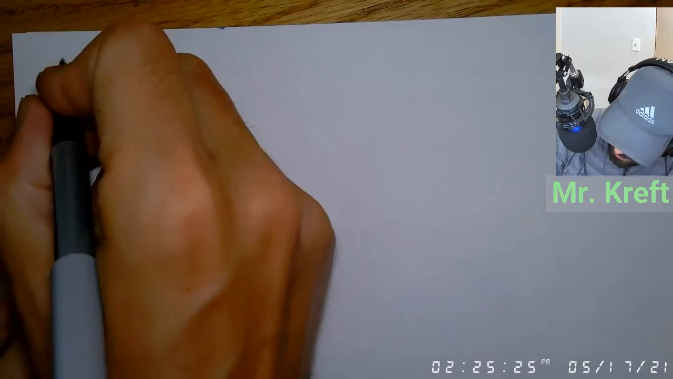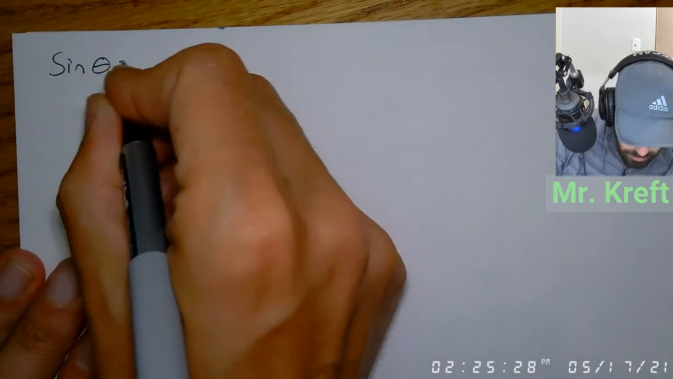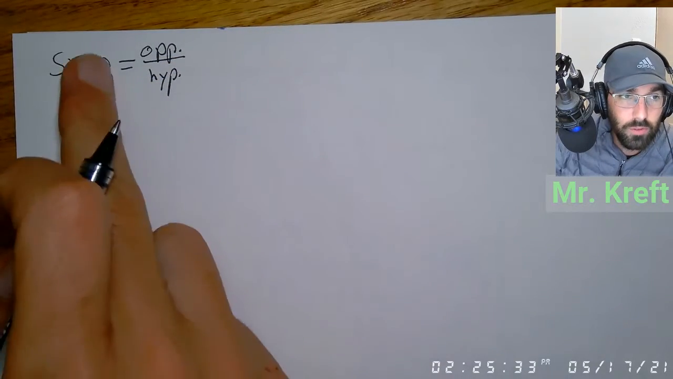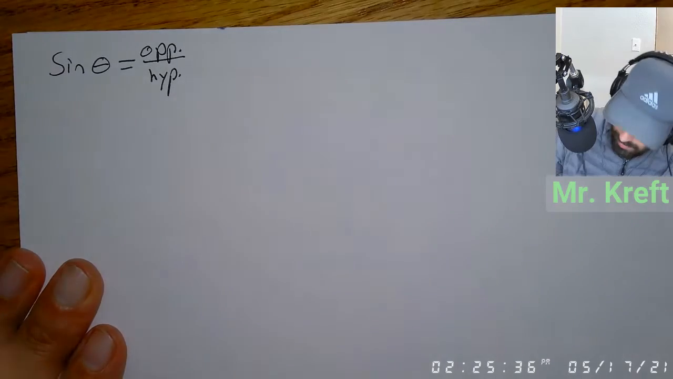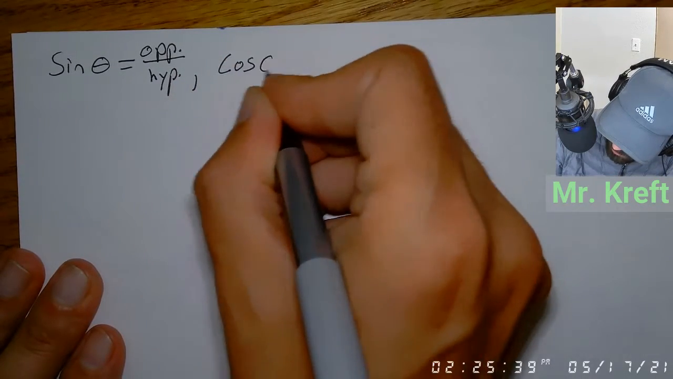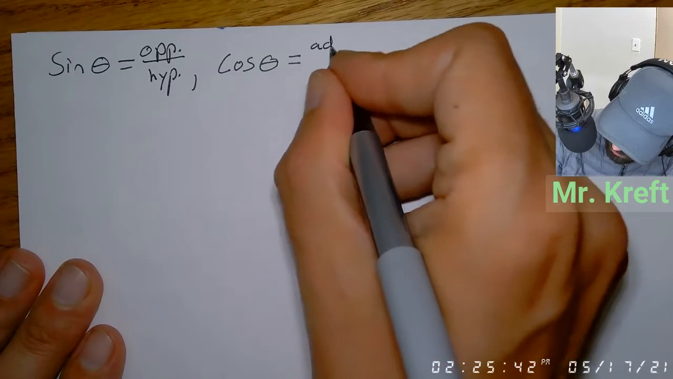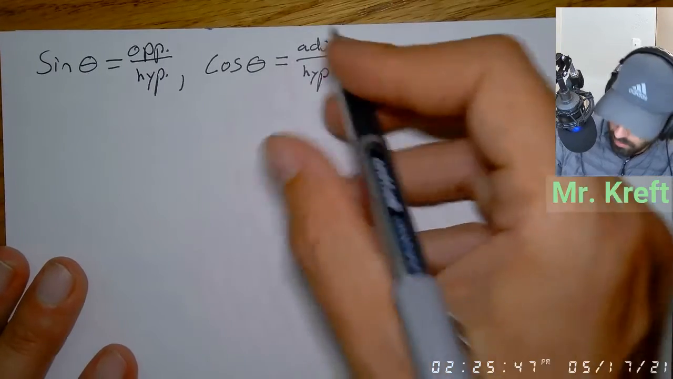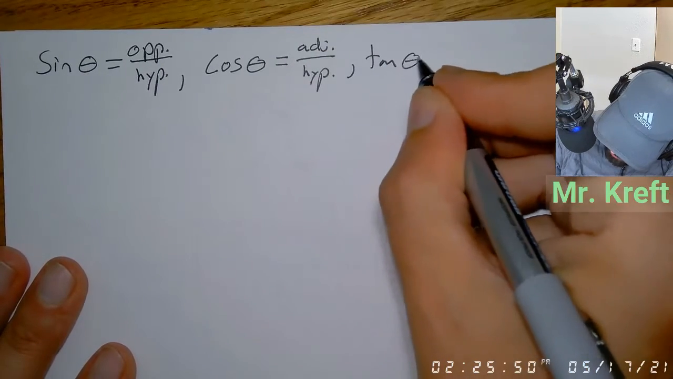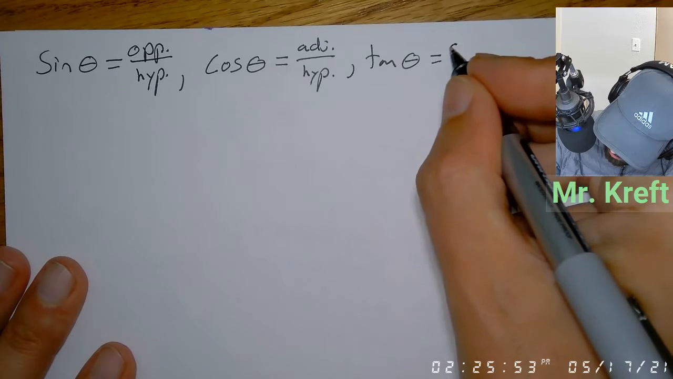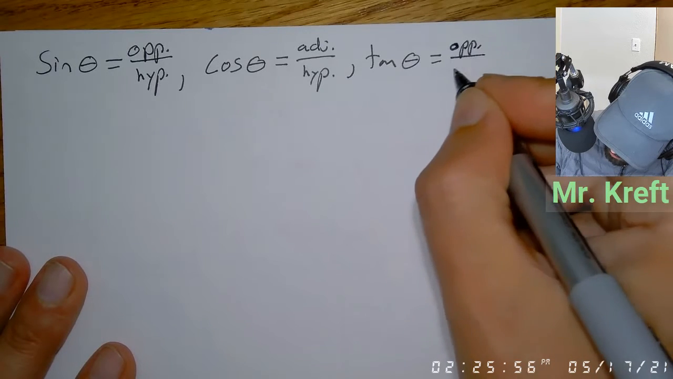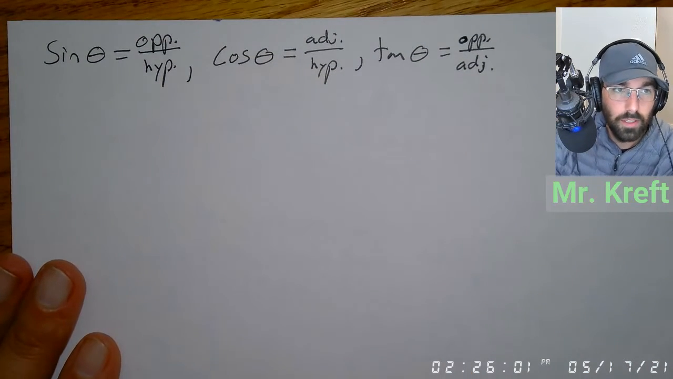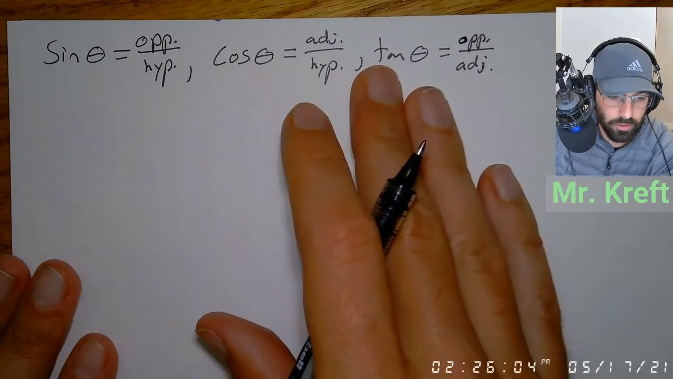Let's take a look at SOHCAHTOA. We have sine of some angle equals the ratio of the opposite side over the hypotenuse, right? So there's one of our functions. And then we have cosine of theta equals adjacent over hypotenuse, right? There's another ratio, so cosine of an angle. And then we have tangent of an angle equals the ratio of opposite over adjacent. Okay, so we have sine, we have cosine, and we have tangent.